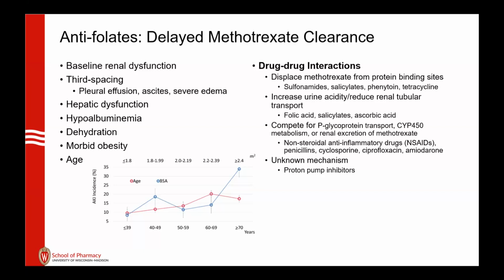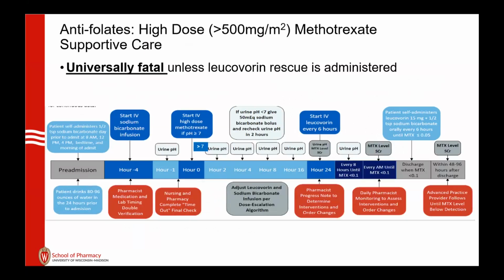There are drug interactions. We displace methotrexate from protein binding sites. We reduce renal tubular transport. We compete for P-glycoprotein, P450 metabolism, and renal excretion. And then proton pump inhibitors. So we do not give pantoprazole with high-dose methotrexate. It will delay clearance. We still don't know why that is. You can see with this drug, there's a lot going on.